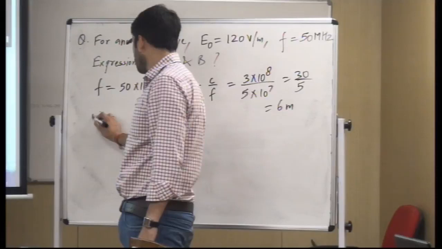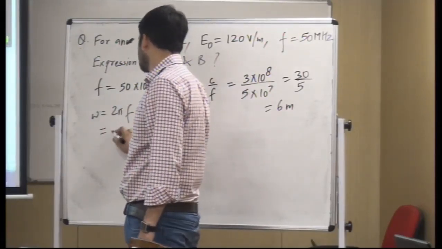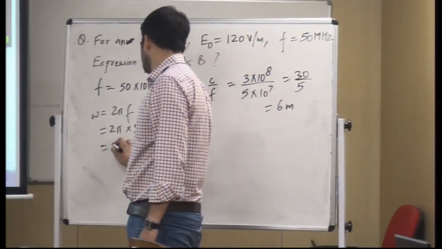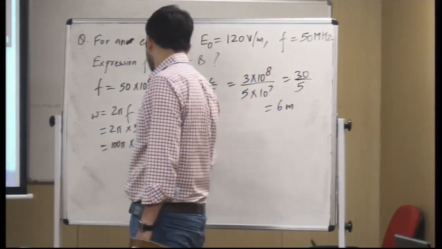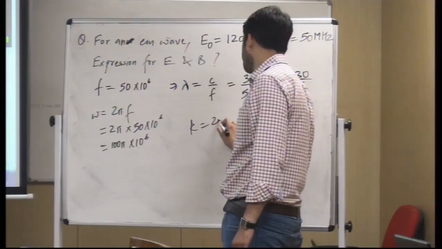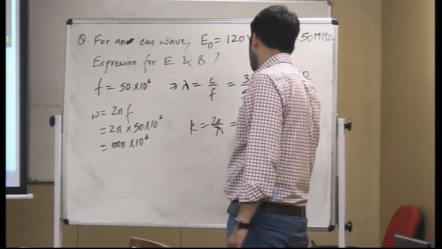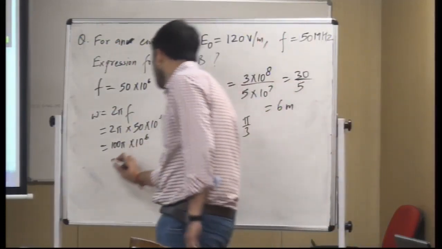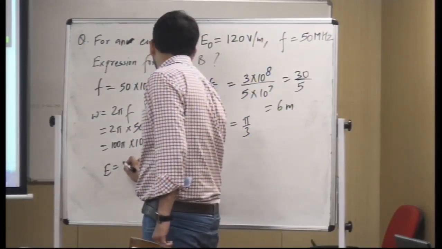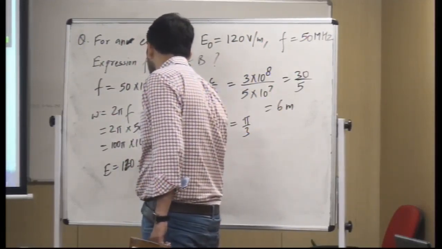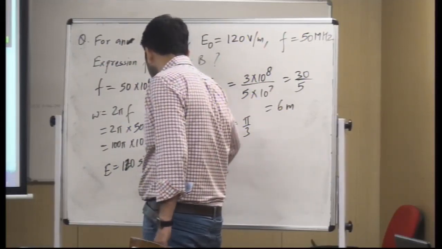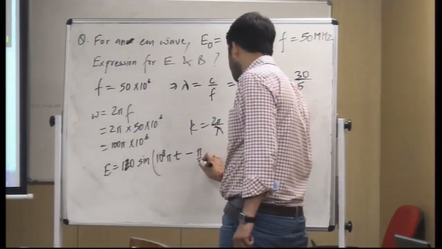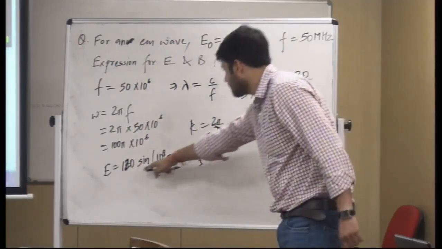Okay, right? So the omega would be 2 pi F, which is 2 pi into 50 into 10 raised to power 6, 100 pi into 10 raised to power 6, while the K would be 2 pi by lambda, or pi by 3, right? So the expression for electric field would be 120 sine of 100 pi, or you can write it as 10 raised to power 8 pi t, omega t minus kx, pi by 3 into x. For B, this sine thing would remain the same.